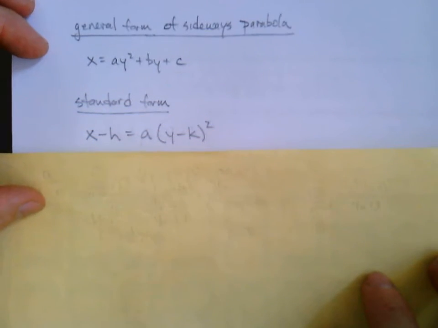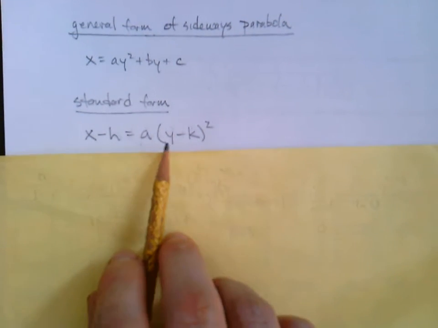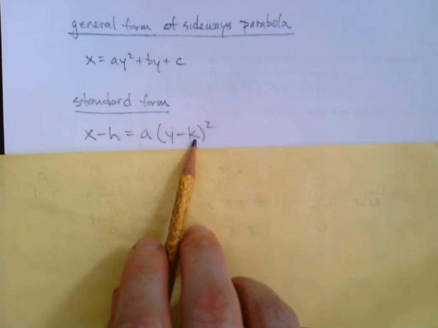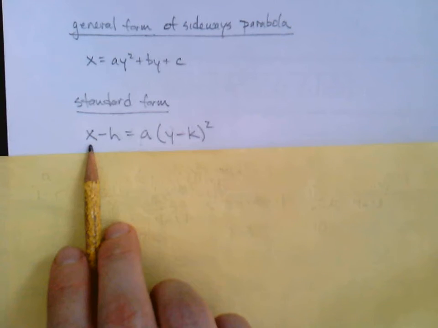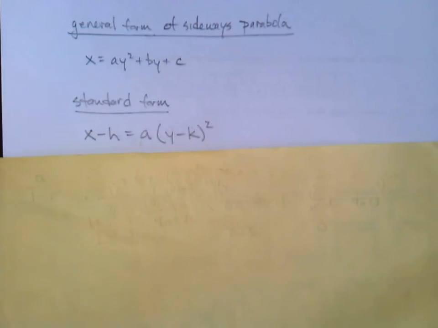Let's look at the standard form for a sideways parabola. Well, it's really identical to what we had before, but now we've switched the x and the y. And you notice the h and the k switch as well. We always think of h going with x and k going with y. So now it's x minus h equals a times y minus k squared.